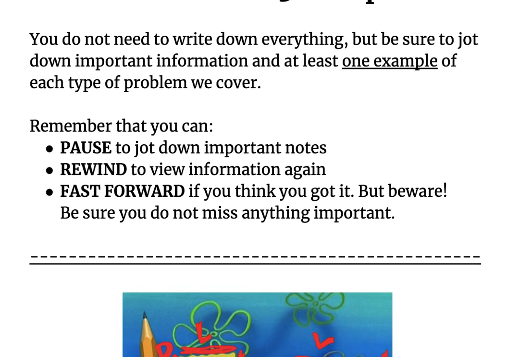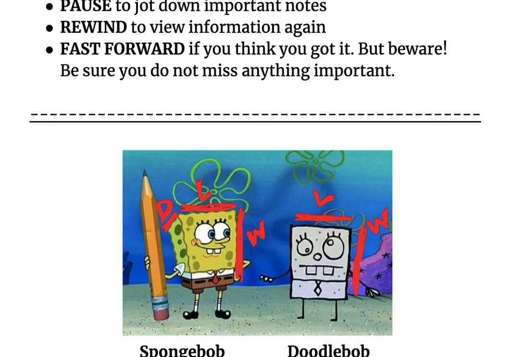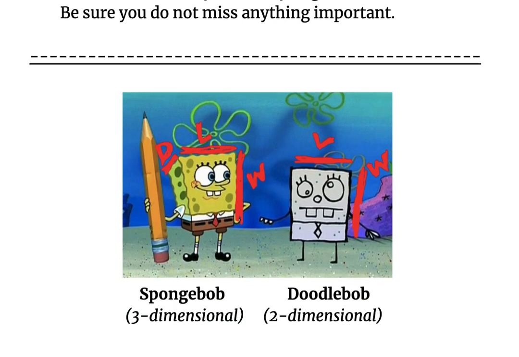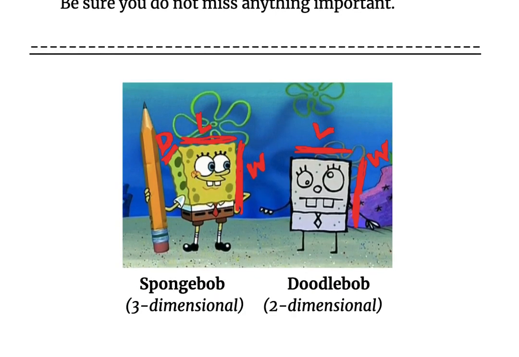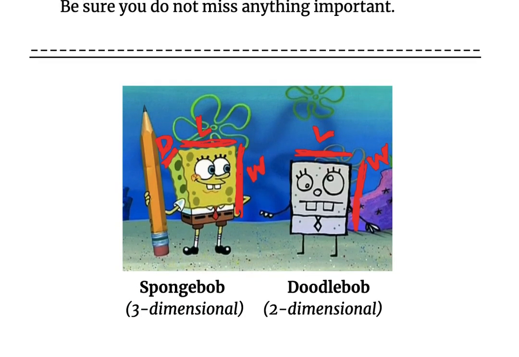Okay, so as a reminder, so far we've talked about just 2D, two-dimensional shapes. So when we're talking about SpongeBob versus Doodlebob, so far we've just talked about Doodlebob. We talked about 2 dimensions, length and width. We multiplied length times width to get the area inside a flat shape.